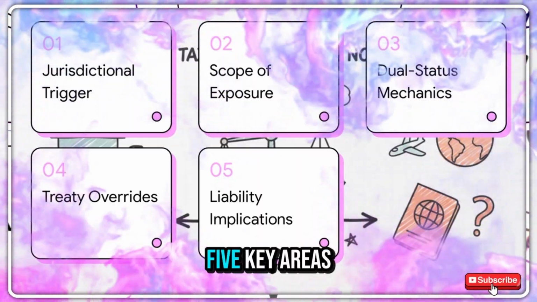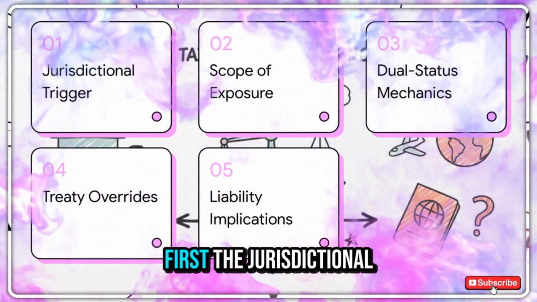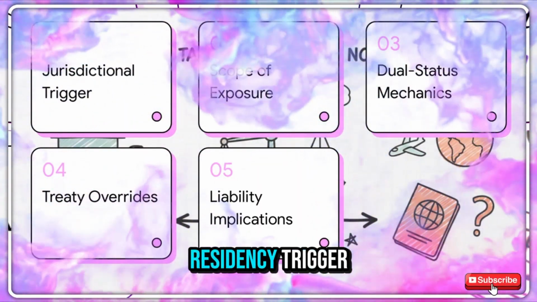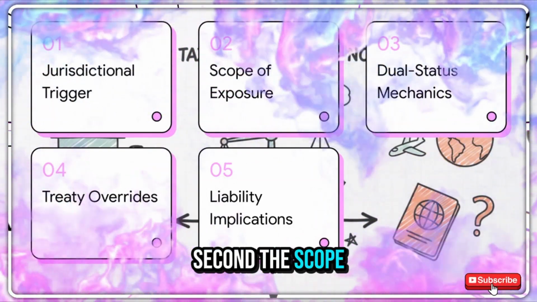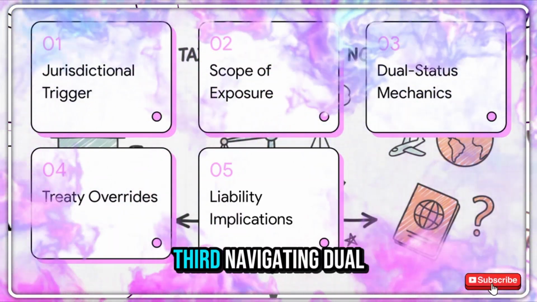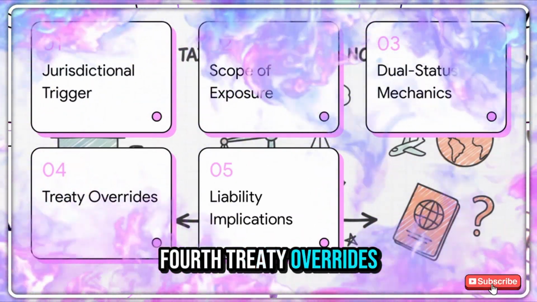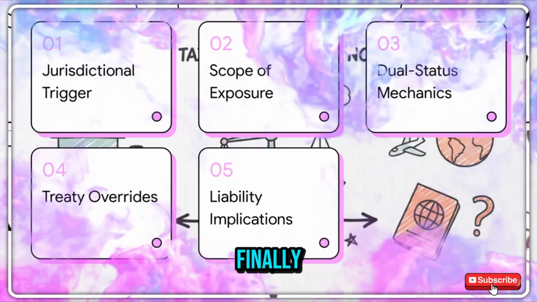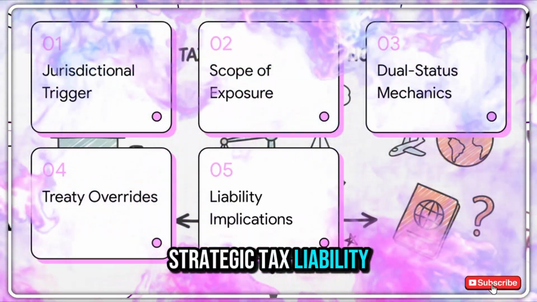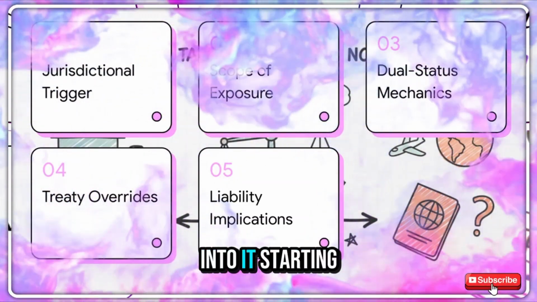We're going to cover 5 key areas today. First, the jurisdictional residency trigger. Second, the scope of income exposure. Third, navigating dual status mechanics. Fourth, treaty overrides and exceptions. And finally, strategic tax liability implications. Let's get right into it.